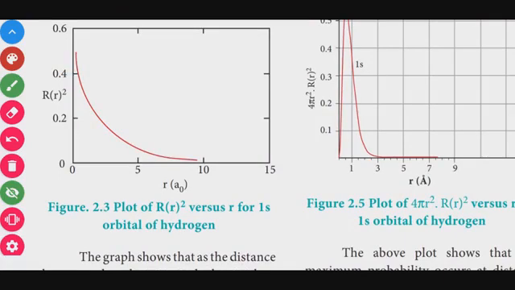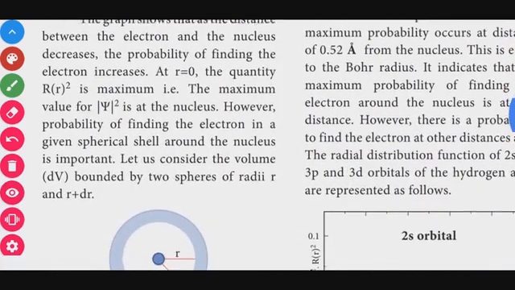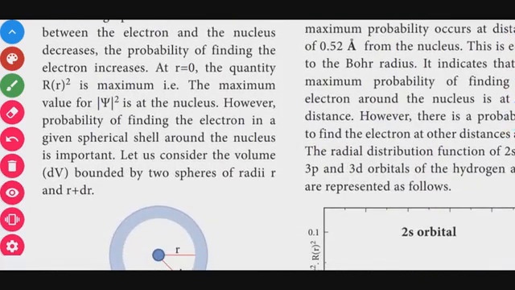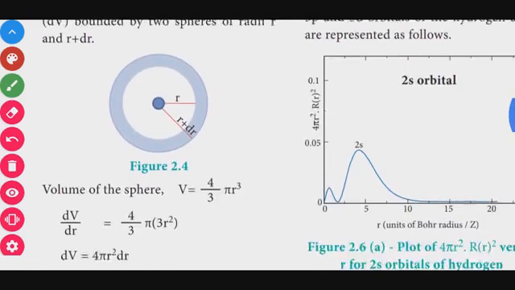When r equal to 0, the quantity is maximum; the maximum value of psi square is at the nucleus. However, the probability of finding the electron in a given spherical shell around the nucleus is important. Consider the volume bounded by two radii, that is r and r plus dr.